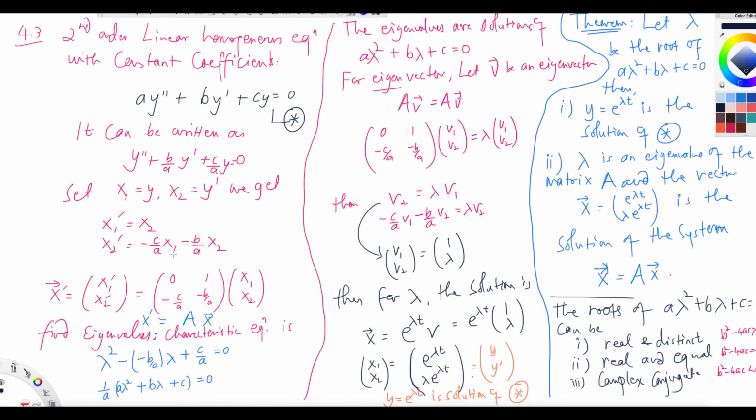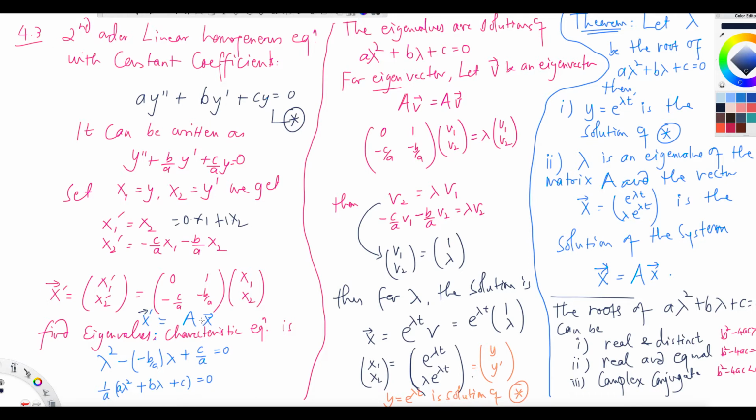Now if you write this in the matrix form, you can write the matrix x1 prime, x2 prime, which we denote by vector x prime, equals, since this can be written as 0 times x1 plus 1 times x2, you can write 0, 1, and then here negative c over a, negative b over a, times x1, x2. So this is written in the form vector x prime equals a matrix A times x, right?